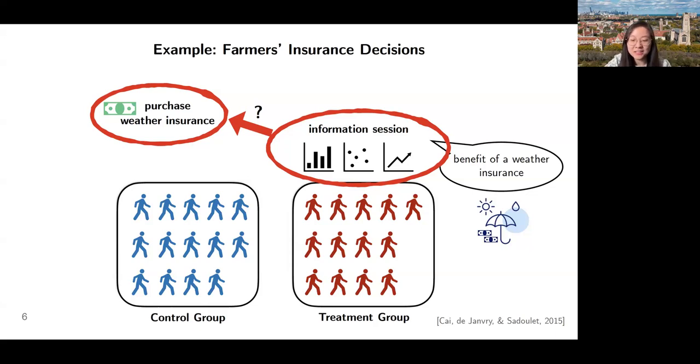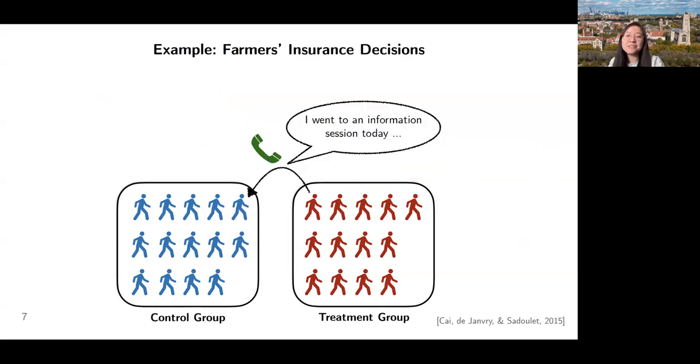In particular, what's going on is the following. Our farmers are human beings, and human beings can gossip with each other. Let's say that I'm this control person, this blue person in the control group, and let's say Jing is this red person in the treatment group. I didn't know anything about weather insurance. I didn't go to the information session, but my friend Jing went to the information session and learned about the weather insurance.